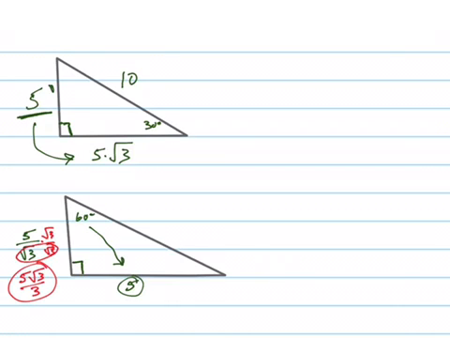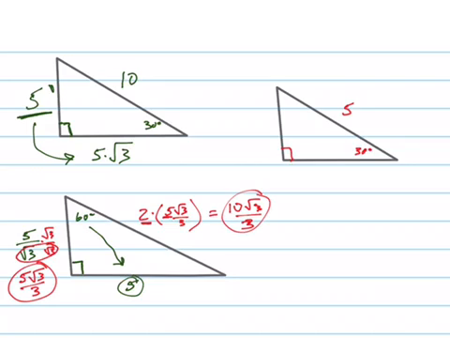And if that's my small side, what's the big side? Times 2. It's 2 times 5 root 3 over 3. And what does this 2 get multiplied by? It doesn't get distributed. It just gets multiplied by just the 5. So that would be 10. So that equals 10 root 3 over 3. Okay. So those are your sides.